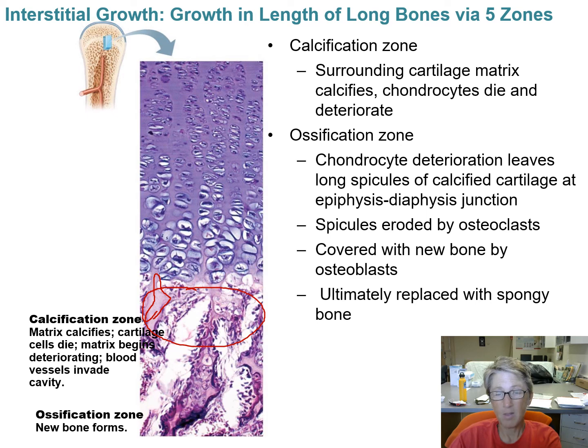And then these calcification spicules get eroded by osteoclasts. And then the osteoblasts come in, lay down the osteoid, and start making new bone. And then ultimately, this will form into spongy bone. So you can see up here in our cartoon part, it's going to ultimately form spongy bone, on the diaphysis side of the epiphyseal plate and the epiphysis side of the epiphyseal plate.